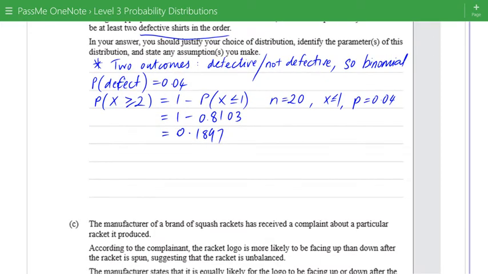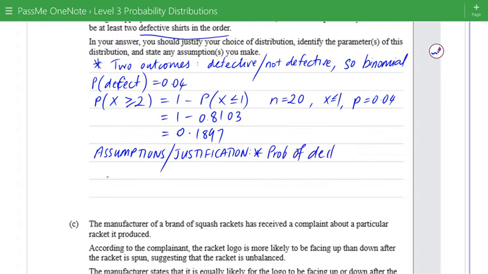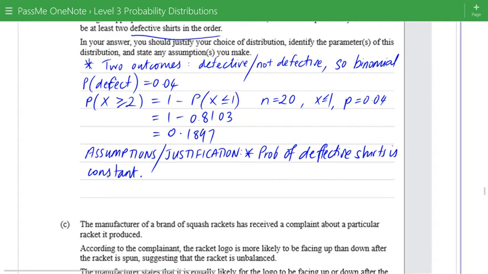So now it's asked for our assumptions and us to justify ourselves. So we'll just do that here. Assumptions and justification. Okay, so one assumption that we're making is the probability of any shirt being defective remains constant. So the probability of a defective shirt is constant. So in other words, any shirt has the same probability of being defective, and also events are independent.